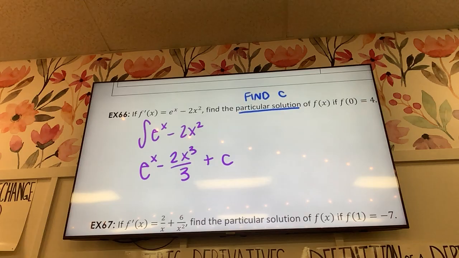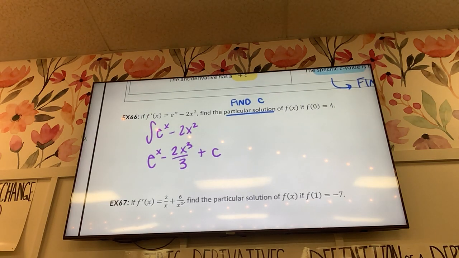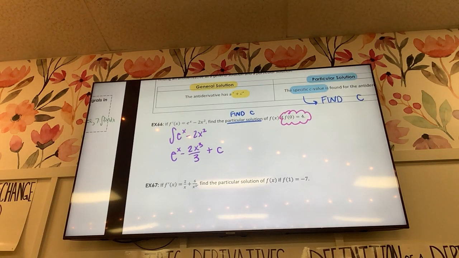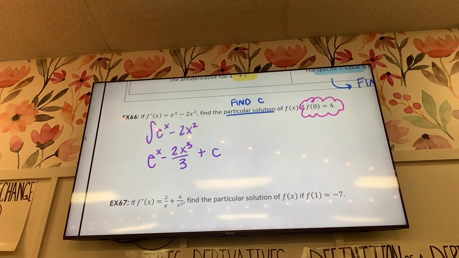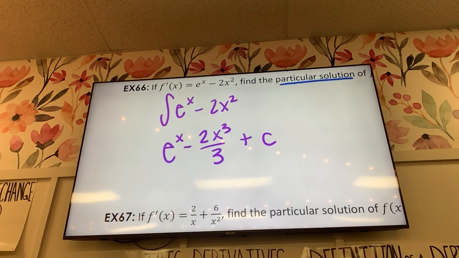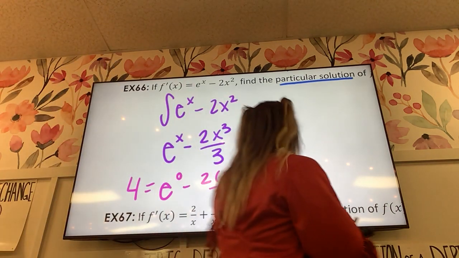And so the way that we're going to find C is we're going to use the other piece of information that it gives me, right here, my initial condition, to figure out what C is. So what this is saying is that when x is 0, my y value is 4. So when I plug 0 into my function that I just found, I should get 4. So when you plug in 0 for all of the x's, that guy should equal 4.